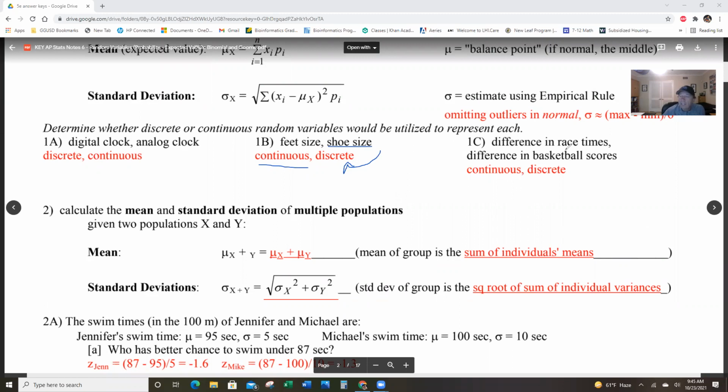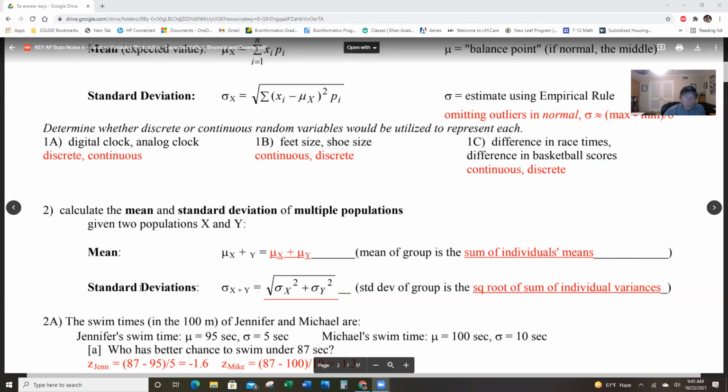Okay, and then C, difference in race times. Let's say a cross-country race. That's continuous because seconds can go out to the hundredths or tenths or whatever you can do. Okay. And then basketball scores is discrete. There's no fractional scores in basketball. So, you can only lose by 1, 2, 3, 4, whatever it is. There's no fractions. While race times, you definitely have fractions, like swimming times or track times or whatever. Okay. So that's discrete and continuous.